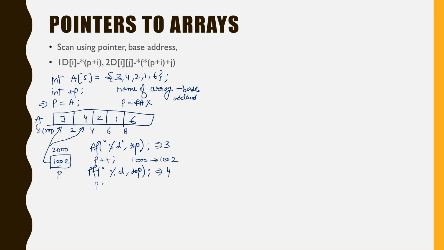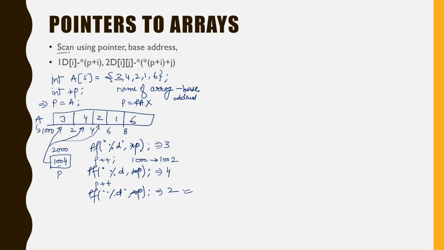If I do p plus plus once more and then print pointer p again, this will print 2, because as soon as we increment it more, it will go to the next contiguous memory location, which would be 1004. So it will start pointing to this variable, and it will print 2. This is the way we can scan any array with the help of a pointer variable.